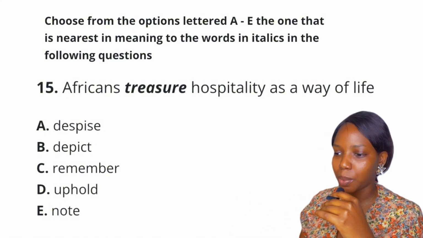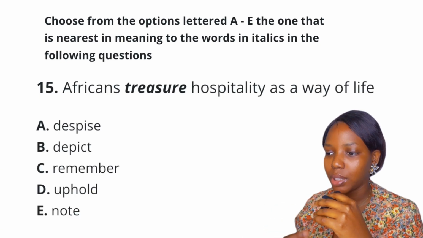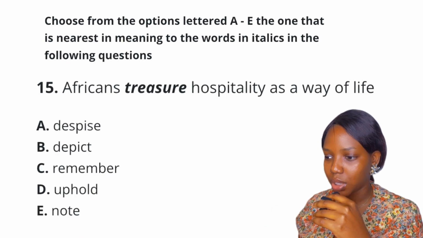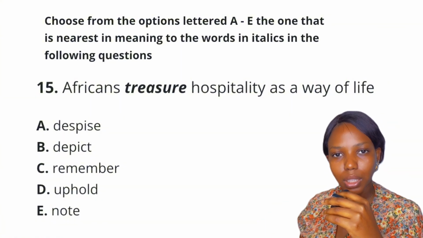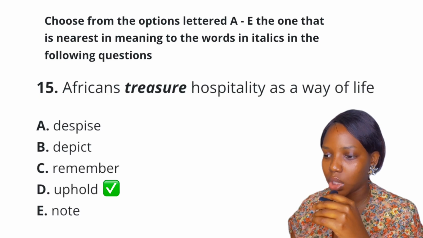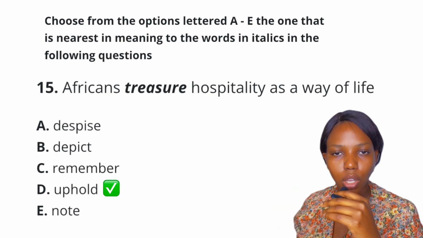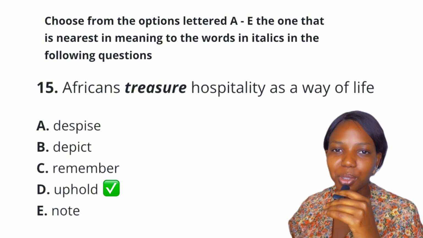So option A, despise, means hate. This is actually the opposite in meaning. Option B, depict, means to show. Option C, remember, is to recall, doesn't relate. Option D, uphold, is to maintain, to respect, to cherish. So this is the answer to the question. Option E, note, means to observe. So the final answer to this question is definitely option D, uphold.